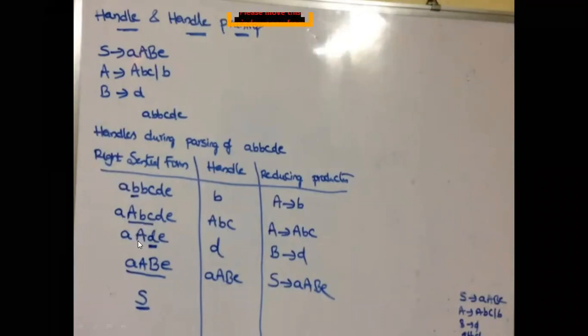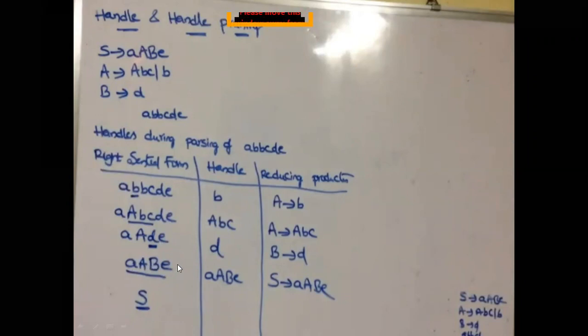Then capital A. So we are considering capital A. There is no production in the right hand side with capital A. Then we are considering small d. Small d is given. Small d is taken as a substring. So that is the reason why we have the handle. So small d occurs in the right hand side. Then we replace small d with the left hand side non-terminal, that is capital B. Then we are replacing this one. So finally, we are considering last.